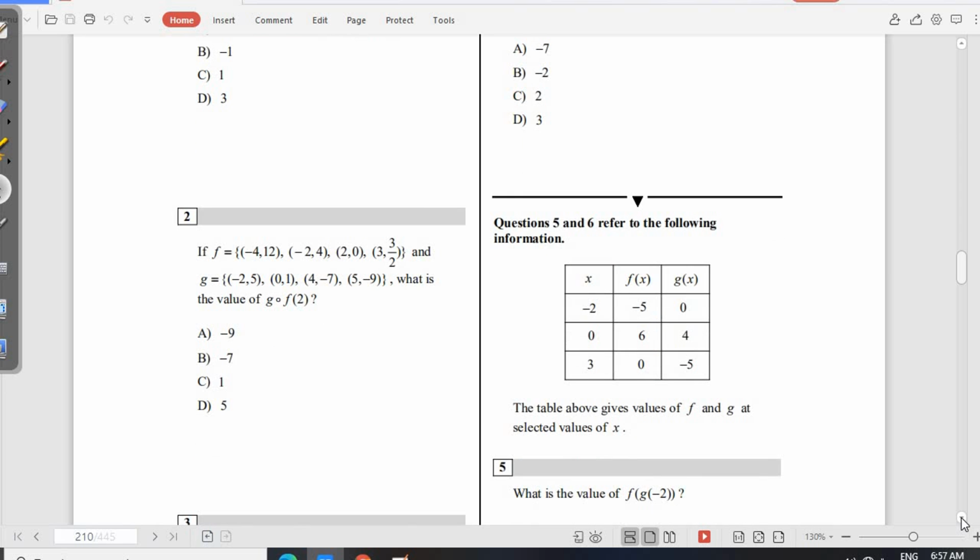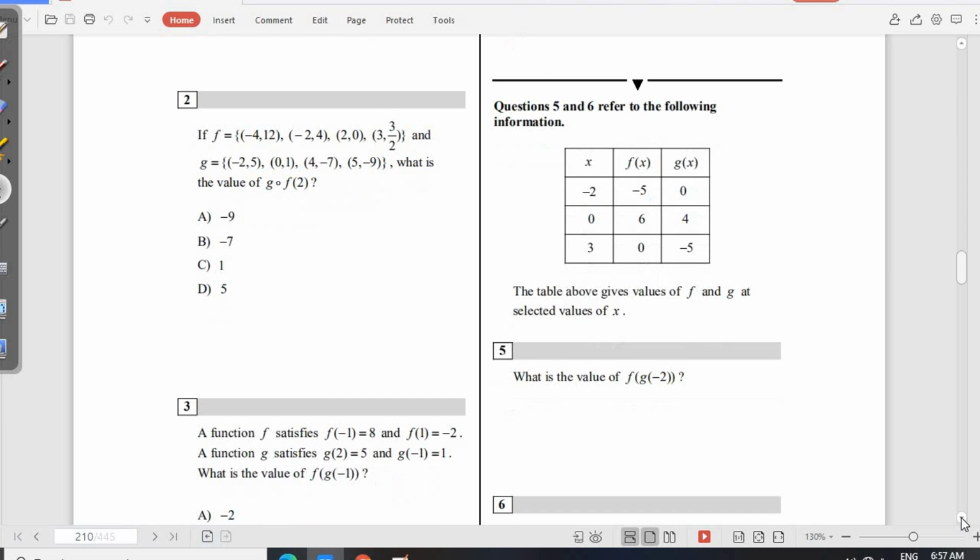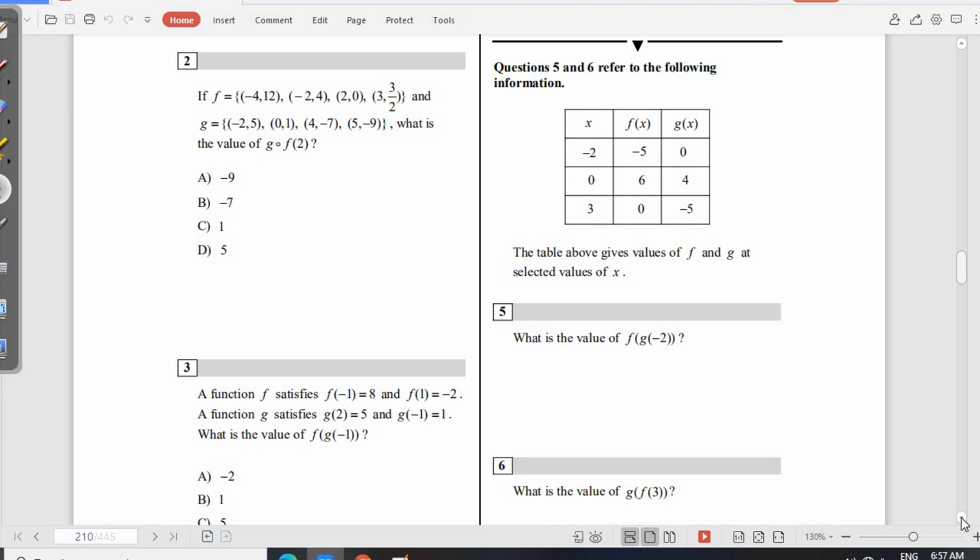Then let's go to questions 5 and 6, and it's referring to the following information. The table above gives values of f and g at selected values of x. So I want you to find the value of f of g of minus 2. So g of minus 2, you see, g of minus 2 is actually 0. So you have f of 0, and go to f of 0. Now that 0 is the x, you have f of x as 6.